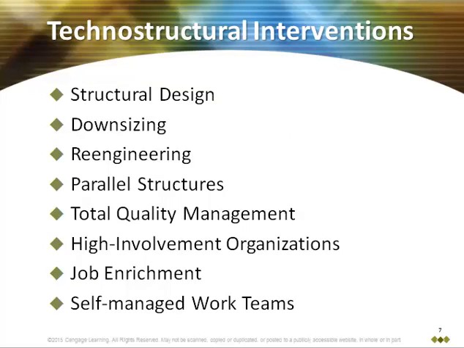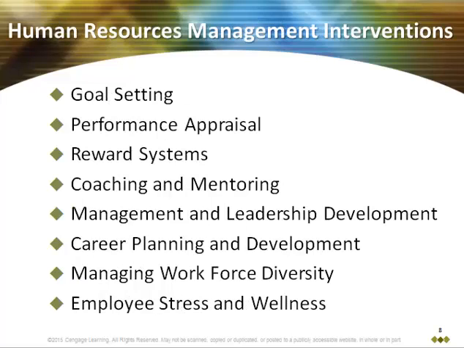Then we move to technostructural. So this is where we're actually going to change the structure of the organization. We might redesign it. Certain departments might go away, or you might add departments. You might downsize, re-engineer, change things. You might do the total quality management thing. You might bring in Six Sigma. But you're going to do things that actually change the reporting relationships and the structure and the processes within the organization.